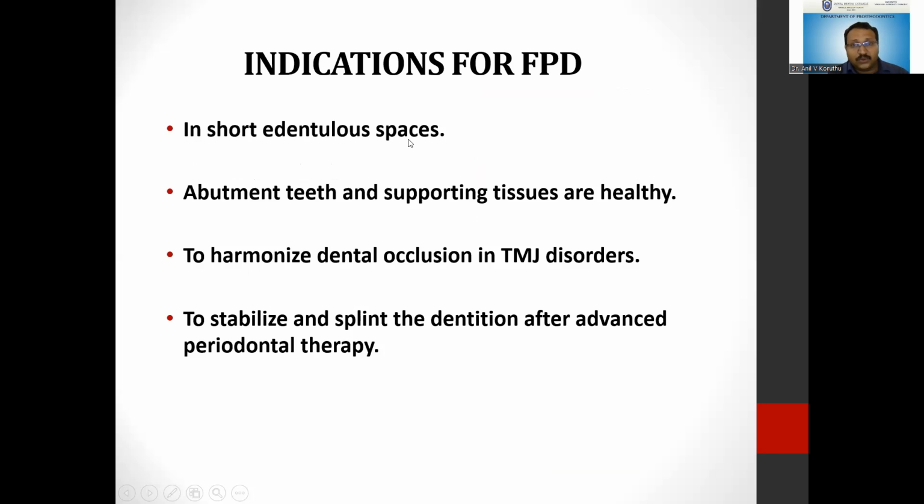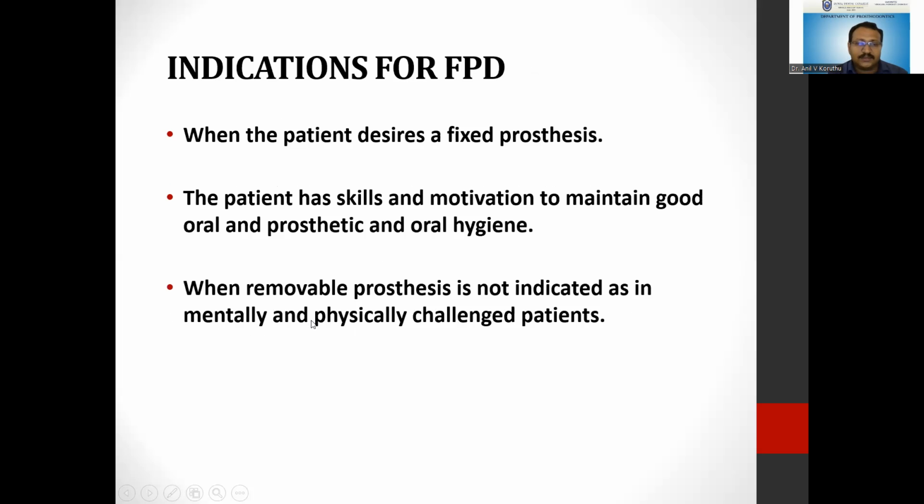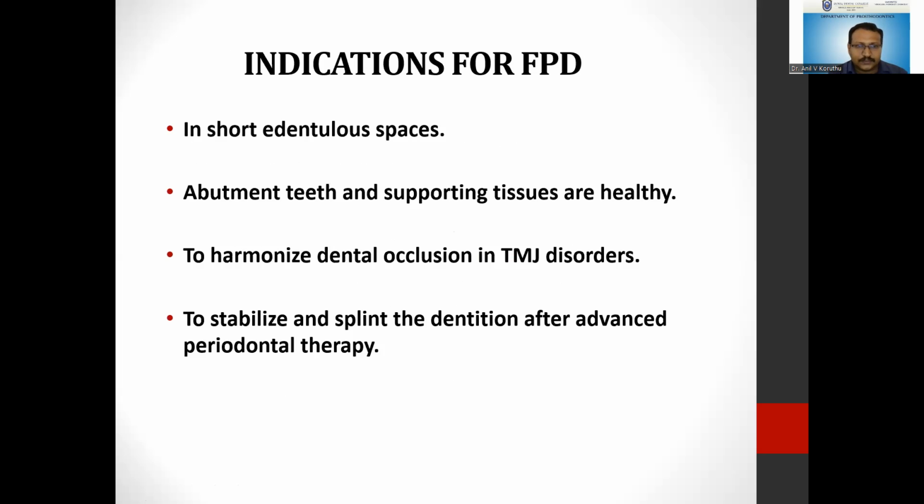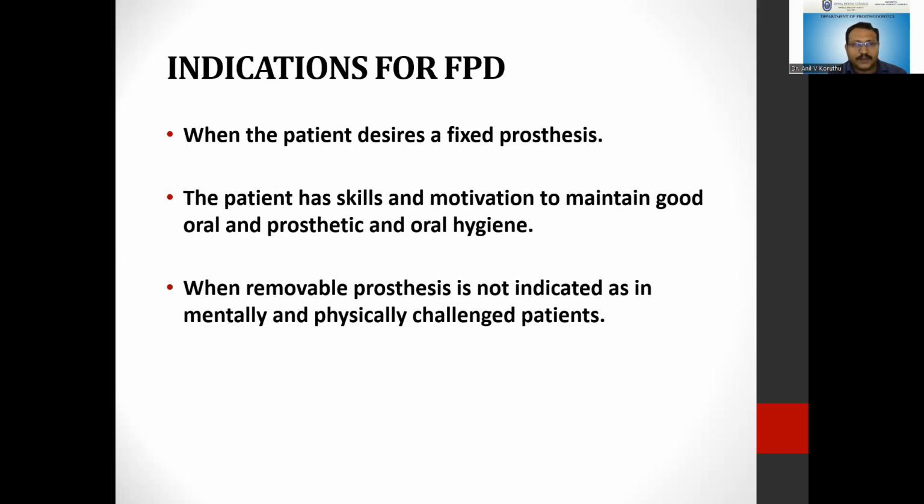And when do you go for an FPD? FPD can be used in short edentulous areas, with abutment teeth whose supporting tissues are healthy, and to harmonize the dental occlusion in TMJ disorders, to re-establish occlusion, and to splint the dentition after advanced periodontal therapy. All these things you go for an FPD.